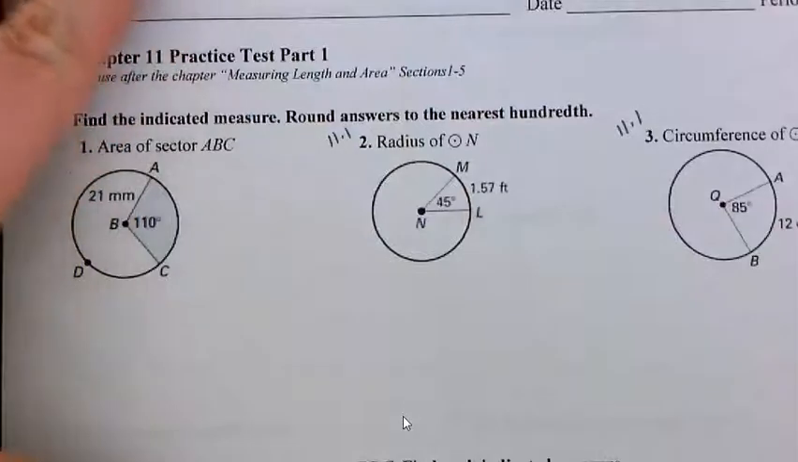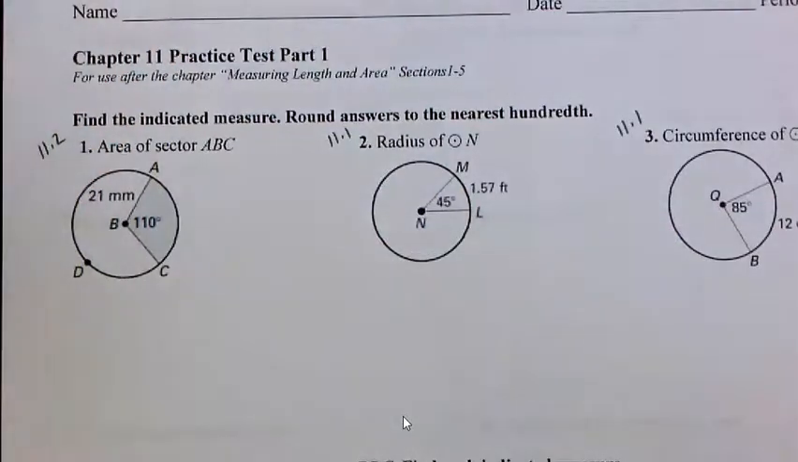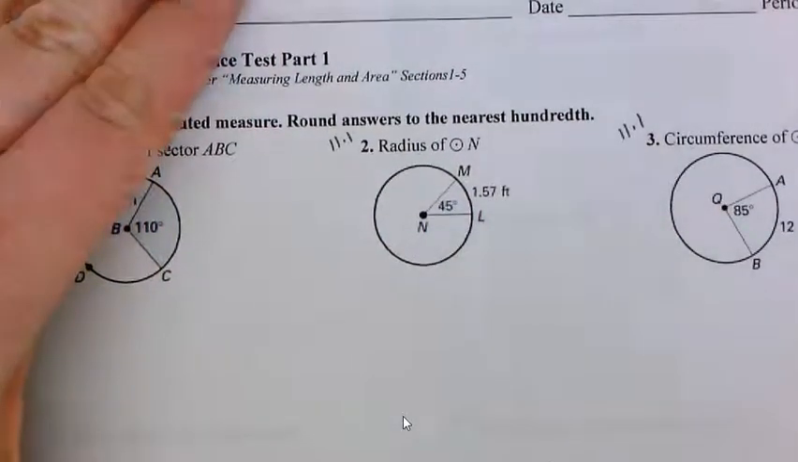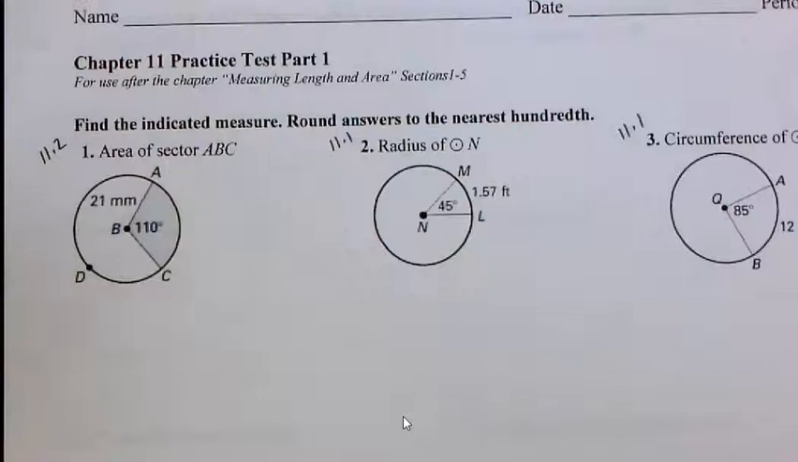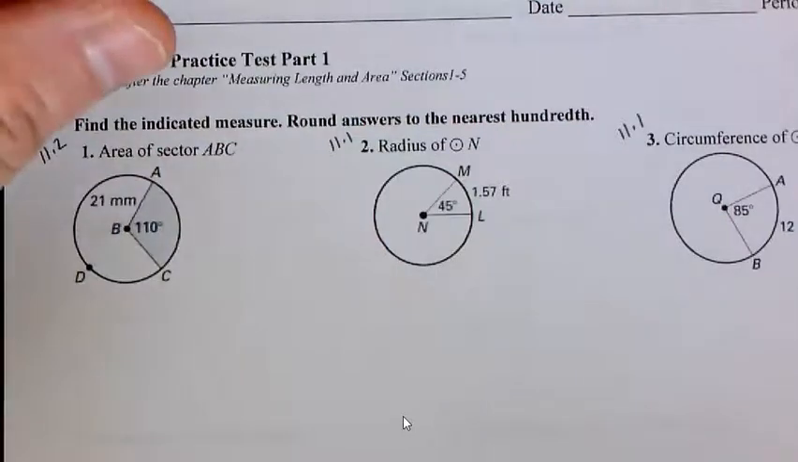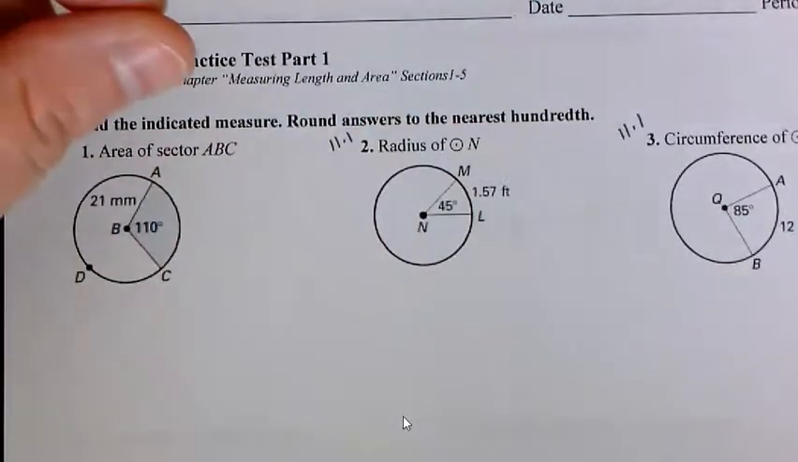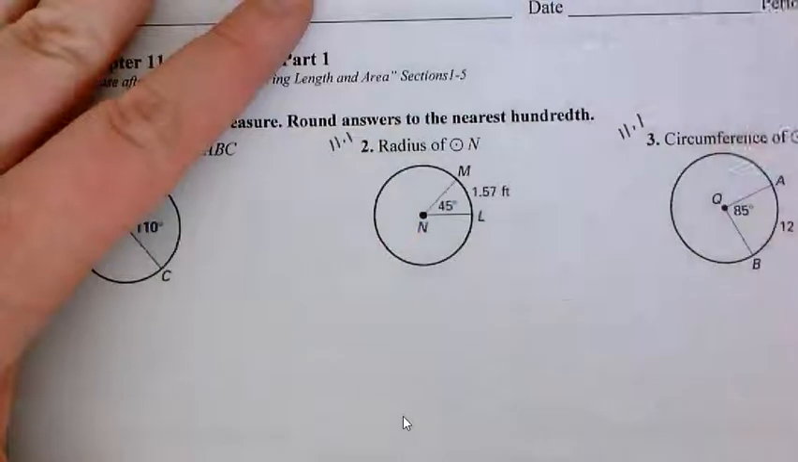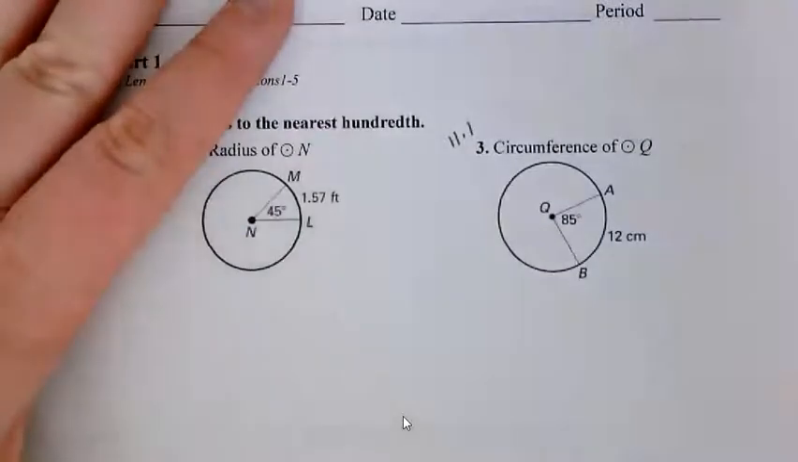Alright, so this video is going to run through the 11.1 parts of the practice test. I will probably not be running through every single question, but that will depend on how it goes. Starting with number 3, find the circumference of circle P.